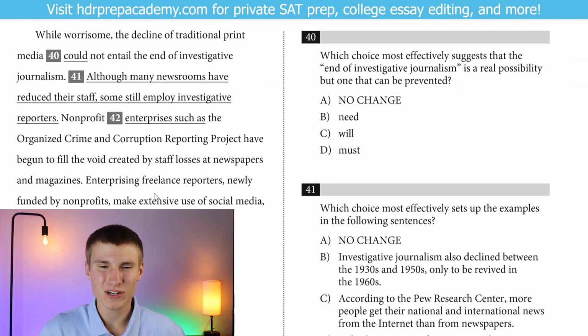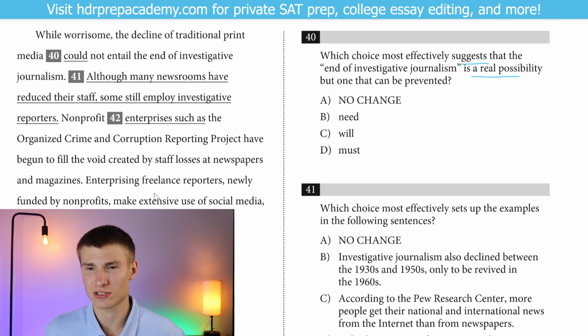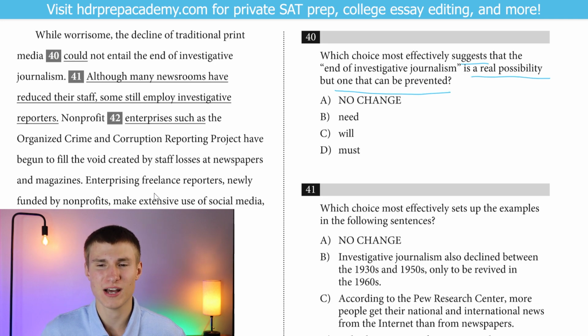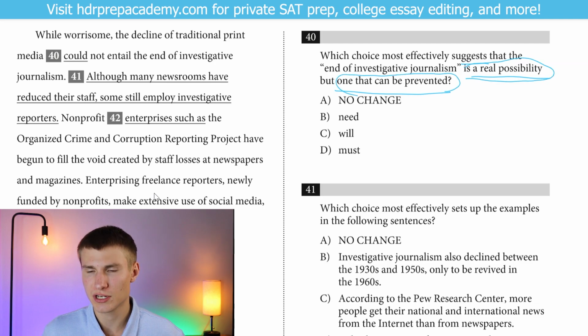All right, moving on. We have, well, worrisome, the decline of traditional print media. And then we're told that which choice most effectively suggests that the end of investigative journalism is a real possibility, but one that can be prevented. Keep in mind, anytime you're given a prompt on the writing section, you want to pay close attention to it. So let's go ahead and pay close attention to what we're asked to do here. Show it's a real possibility, but also one that can be prevented.